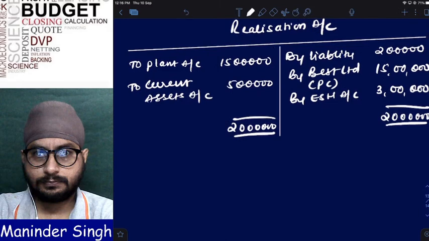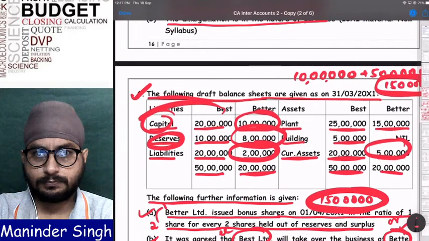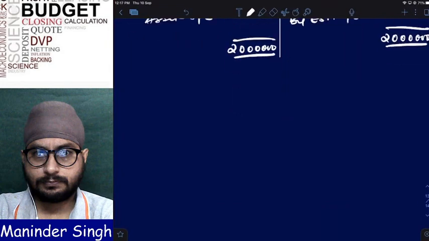Now next, how many accounts are still pending to be used? Two accounts, right? One is share capital and one is reserves. Correct or not? Share capital, reserves. So let us close these also. Share capital account.